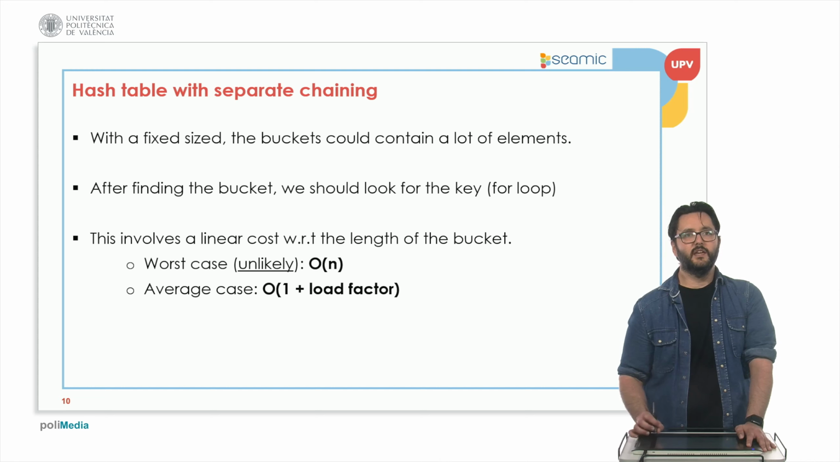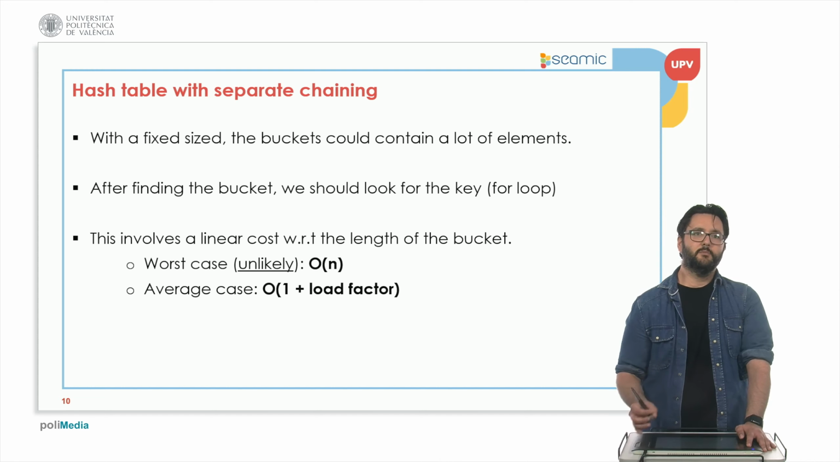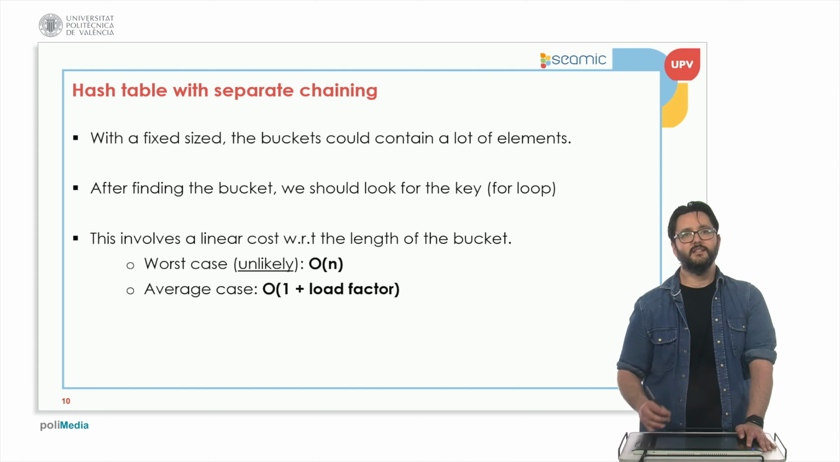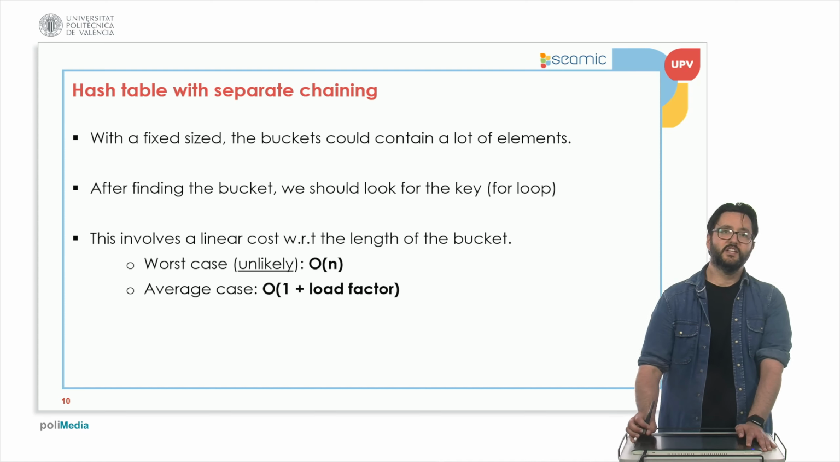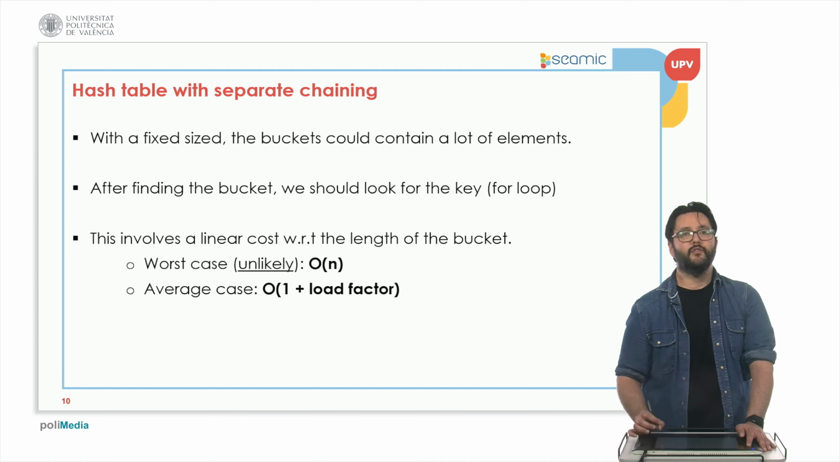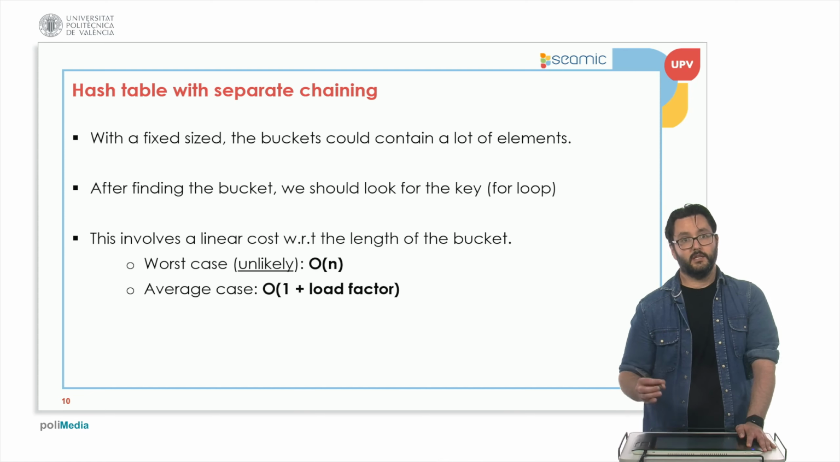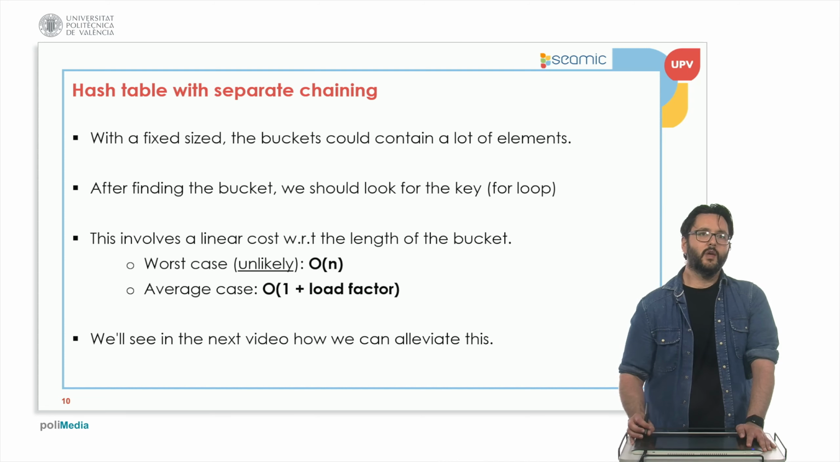A more realistic case, the average case, involves a cost that represents the cost of computing the hash function plus the load factor, that again represents the average length of the bucket. In order to keep the performance of this implementation of the hash table, we have to keep this in mind in order to control the growing of this load factor. We will see how we can address this in the next video.